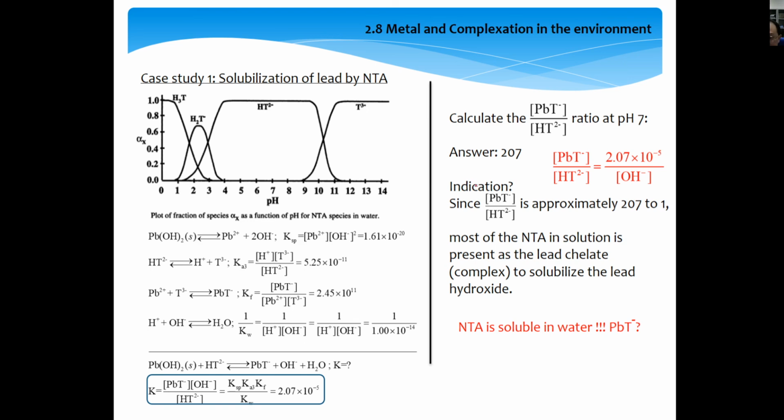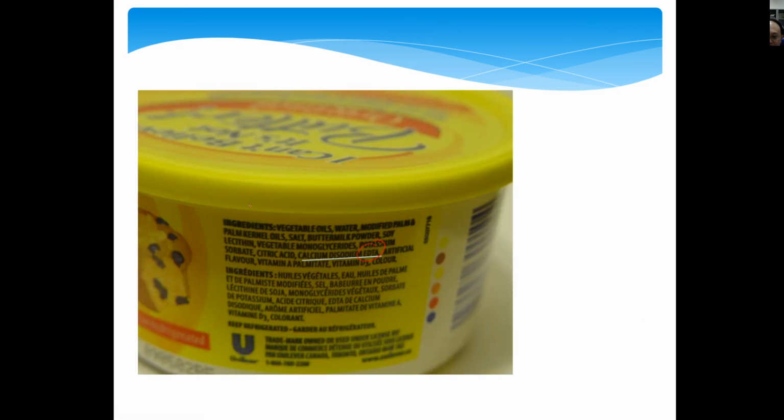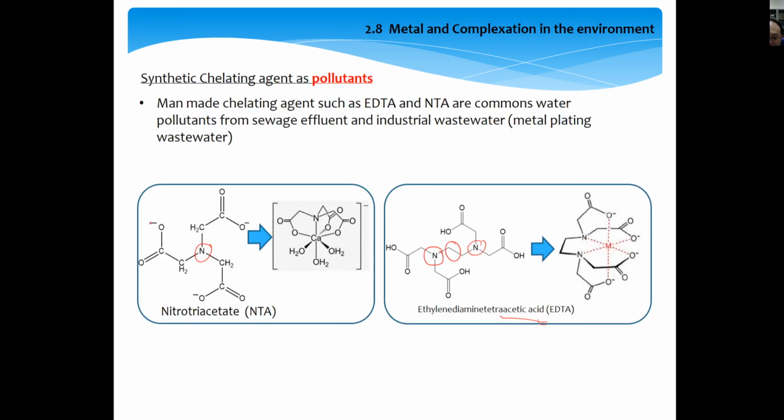This will be the last slide. Don't worry about the calculation here. What I want to show is the tendency for NTA or EDTA to complex with metal. We have a case study: solubilization of lead by NTA. We know that NTA has 3 acetate groups. If these 3 acetate groups are not ionized, then you are going to have 3 hydrogen ions that bind to the NTA.